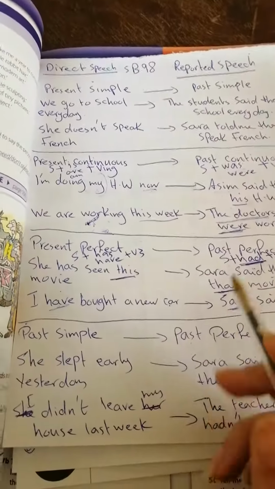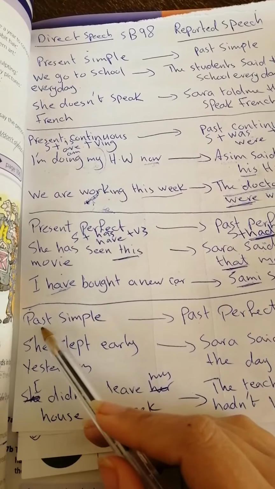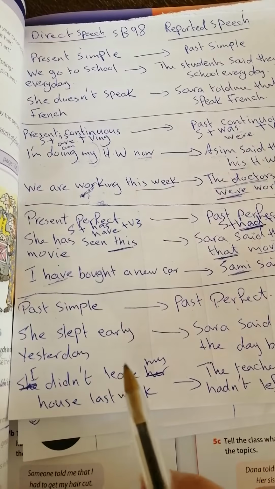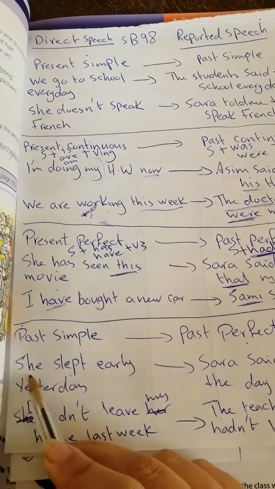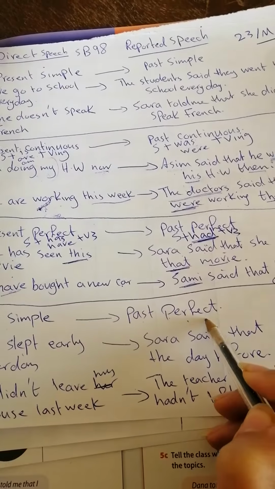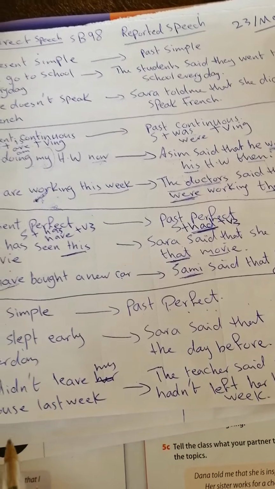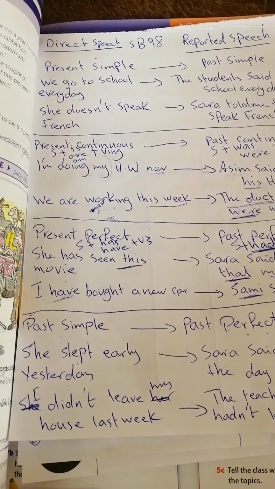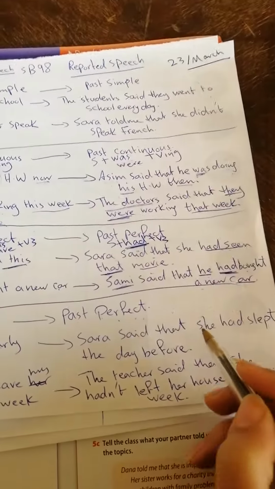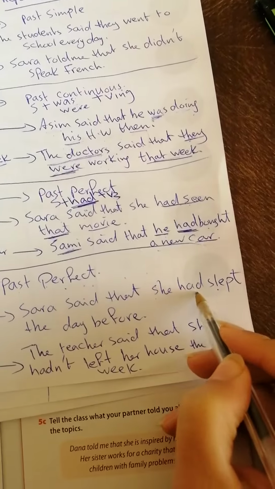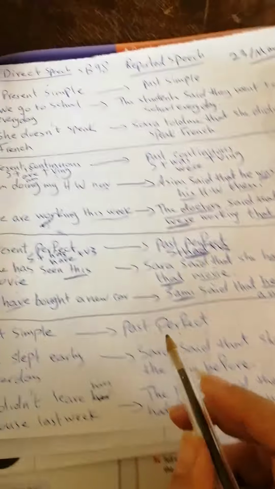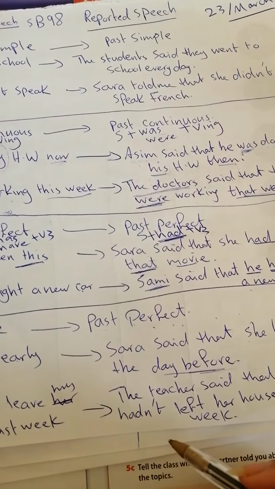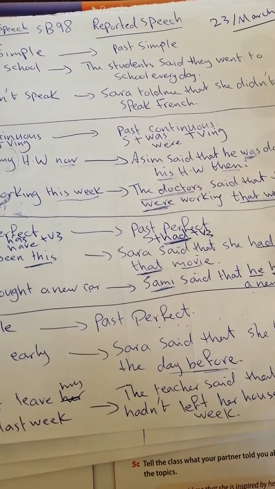Okay. Now, if you change the past simple, you basically change it into past perfect. Past simple is subject plus verb 2. Past perfect is subject plus had plus verb 3. She slept early yesterday. Sarah said that she had slept early. Yesterday we change it into the day before. Okay?